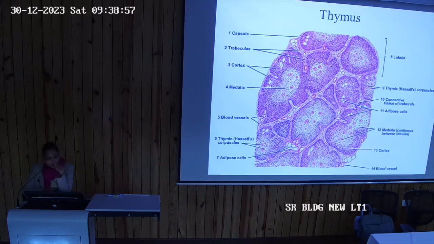Then this reddish part inside the medulla, this is Hassall's corpuscle. Now what are these Hassall's corpuscles?